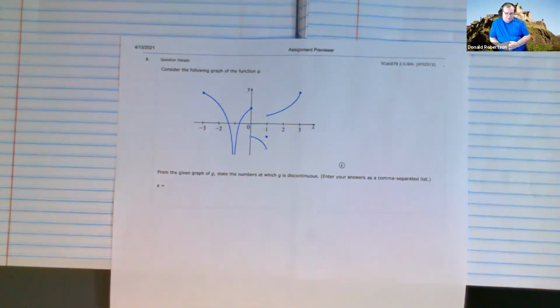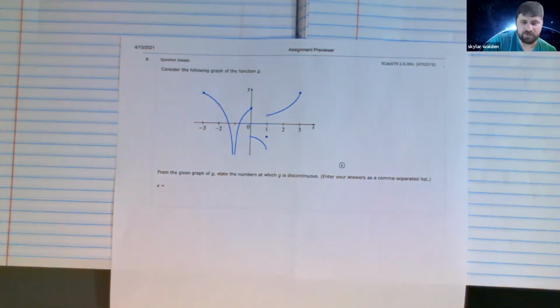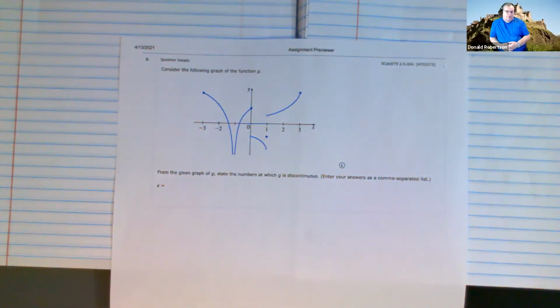Where's the other one? I know there's another one. Yes, there is one more we haven't talked about yet. You get a jump at 0? Or is that a jump? Yeah, there's another jump discontinuity at 0. So infinite, removable, or jump discontinuity, right? They're very specific points on a graph where something bad is happening, right?